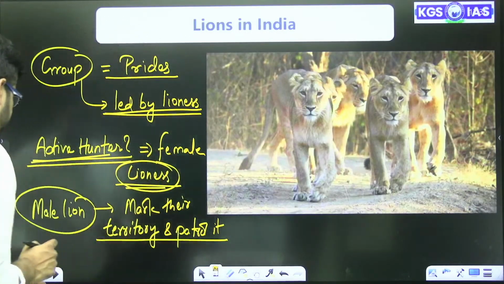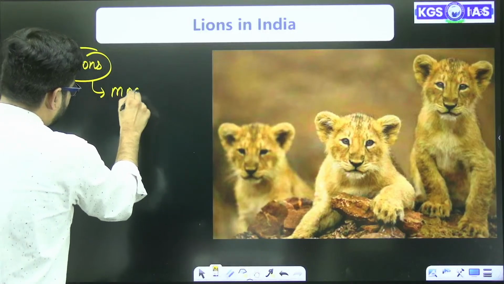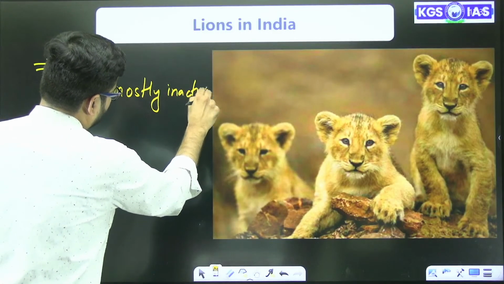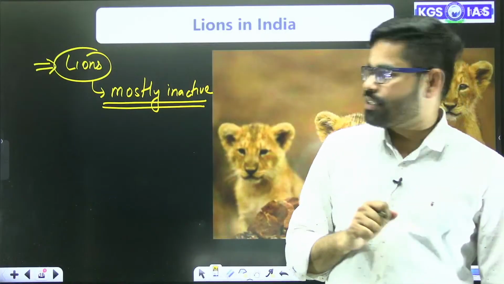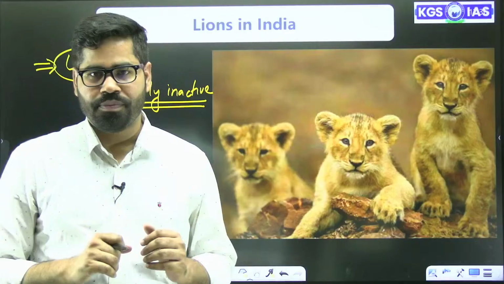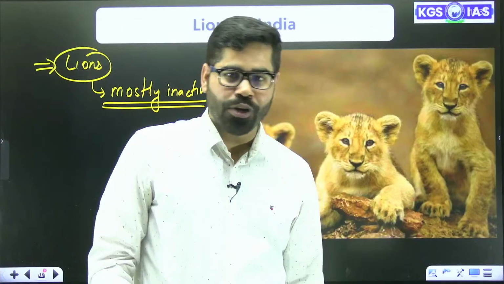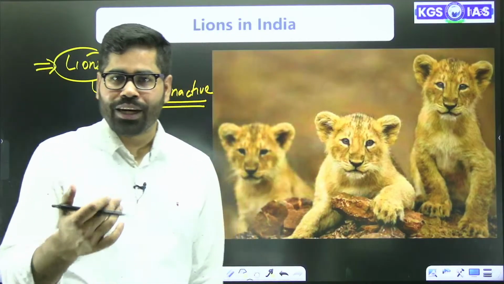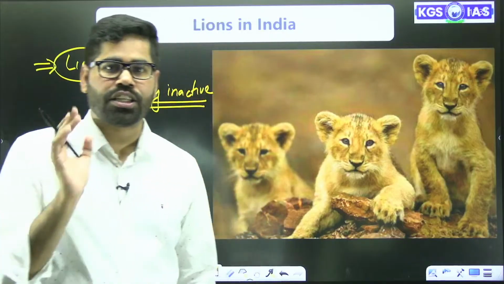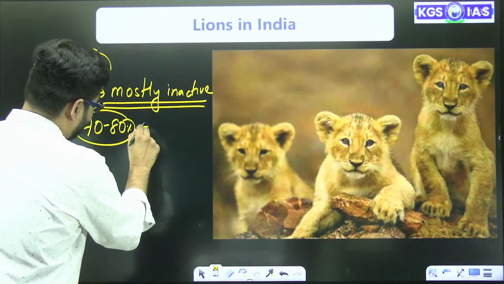At the same time, what we see when we are talking about lions is that they are mostly inactive. If we talk about the African lion, they are up to 80% inactive. Up to 80% they are just taking rest. They are like people who sleep for 20 hours and work for 4 hours. So that is in case of African lions. The Indian lions or the Asiatic lions are slightly more active. They can be working for 6 or 7 hours, but again they will sleep for 16 hours. So around 70 to 80% rest time.